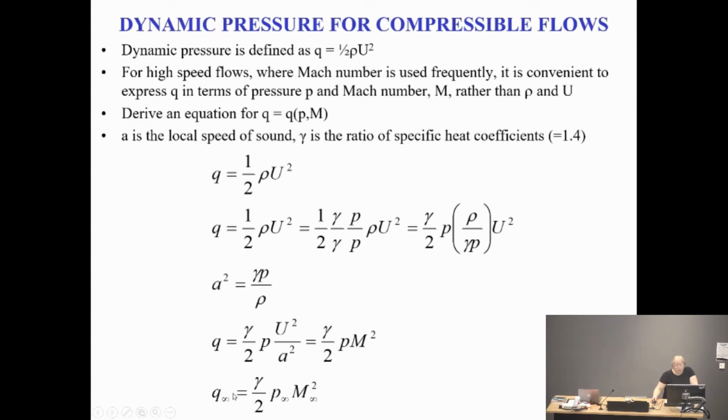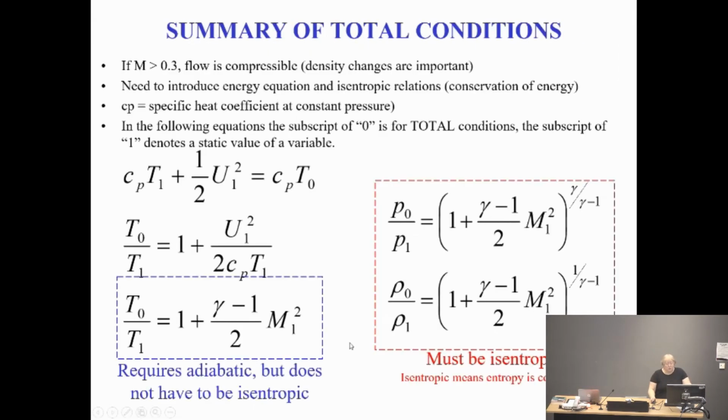In the free stream, we often use infinity to define what we mean by free stream. So Q in the free stream is a half gamma, pressure in the free stream times Mach number squared in the free stream. You need that for the calculations, so don't forget it.